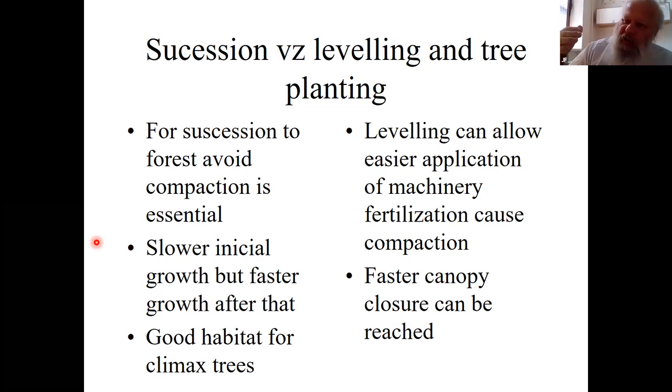Certainly, the leveling allows better access to the site. So once you level the site, you can drive over it by tractor or any machinery, which means you can bring your people there much easier. They do not need to walk. You can carry all the trees, all the planting material, all the tools. You can fertilize easily because you can move by machinery over the surface, but certainly this causes larger compaction, and we already spoke about the cost of compaction for tree growth.